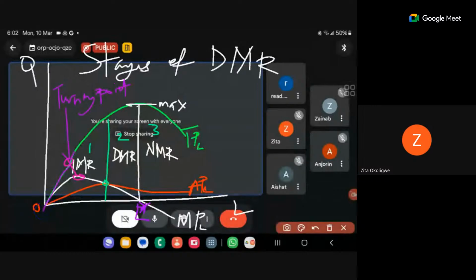Initially, from the beginning, from the zero line down to the point where MP is maximum, it was rising at full speed. But as soon as marginal product reaches maximum, TP starts rising at a low speed. So moving forward from that place, we call it the turning point.